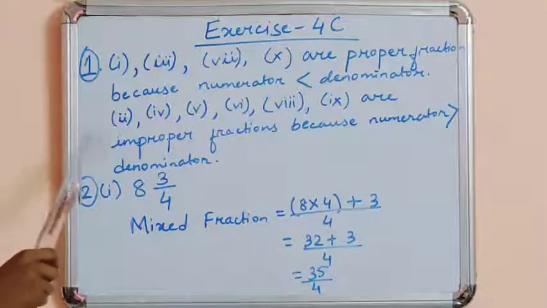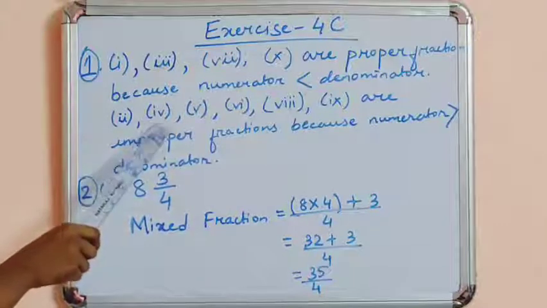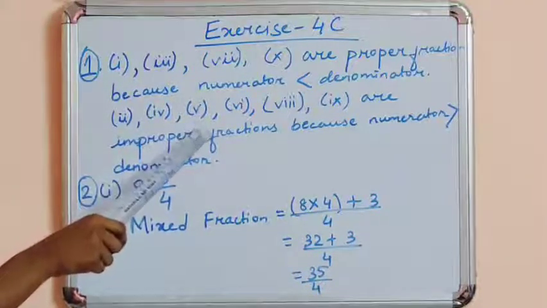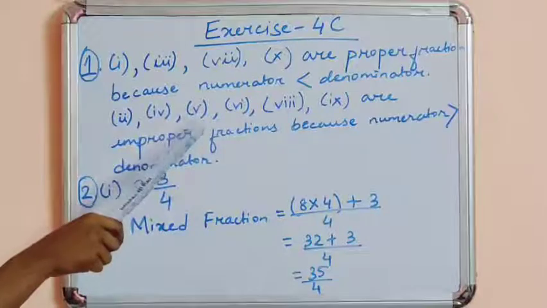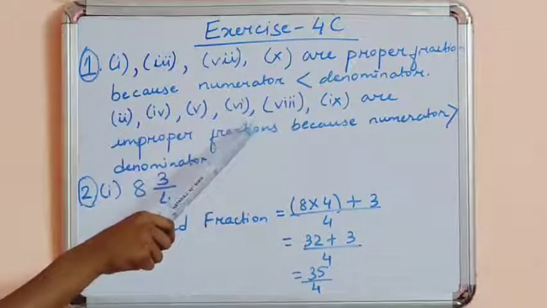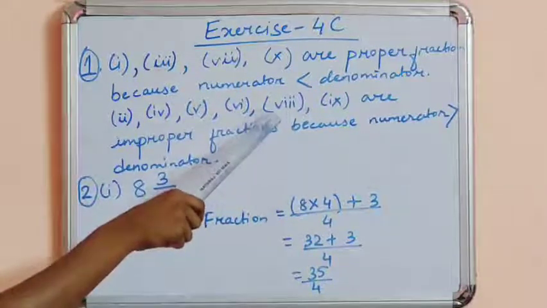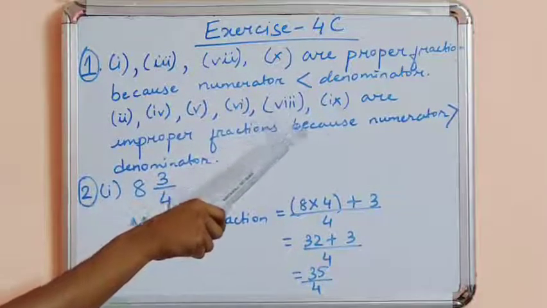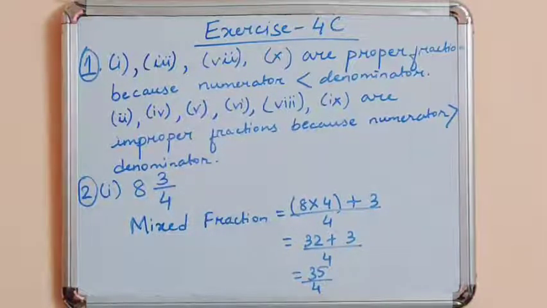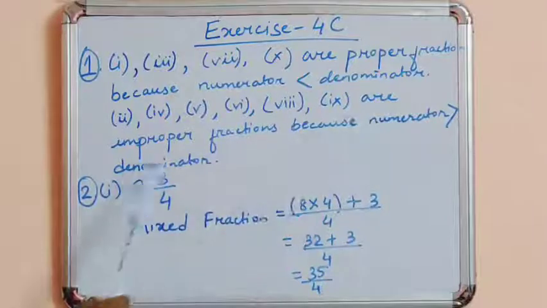And number 2, 16 by 11. Number 4, 10 by 10. Number 5, 37 by 23. Number 6, 21 by 8. Number 8, 137 by 105. And number 9, 2 by 1. They are improper fractions because numerator is greater than the denominator.